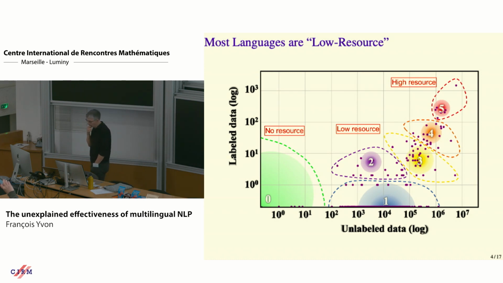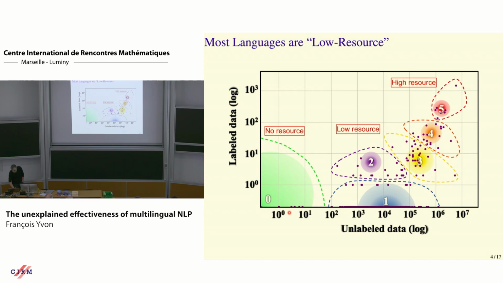And in fact, if you look at the distribution of resources across languages, you will realize that most languages are what we call low resource. So on this graph, on the x-axis, you have on the log scale the amount of unlabeled data you could use to train word embeddings. And you can see, in fact, you cannot see, but most of the languages are on the x-axis, very here, and only a few of them are in this region.